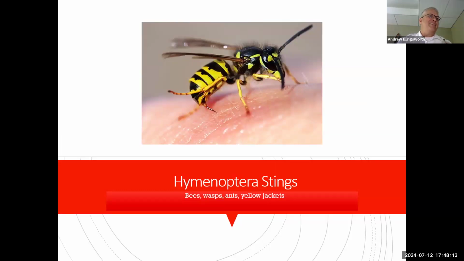Hymenoptera stings. I said that six times fast. So bees, wasps, ants, yellow jackets, and if you spend more than two days outside in your life, you probably have been bitten by something or stung by something. I've been torn up by bees so many times. Thank God I'm not allergic. I'd be dead right now.